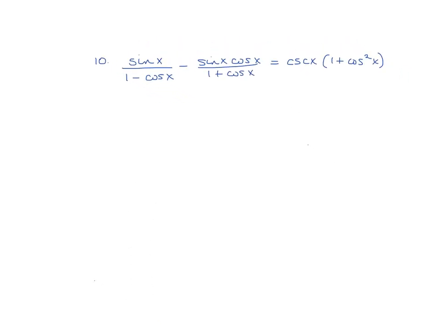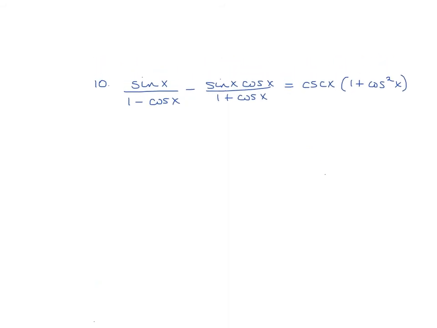The last example, we're going to find a common denominator. My common denominator is going to be both 1 minus cosine x and 1 plus cosine x. So you can see that the first fraction is missing the 1 plus cosine x. Multiply that to the numerator and the denominator. So over here I'm going to distribute the sine x to the 1 plus cosine x.